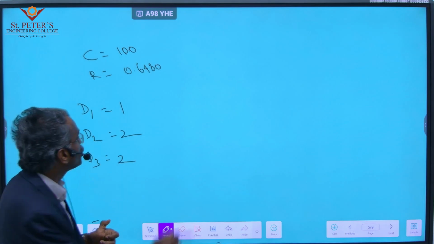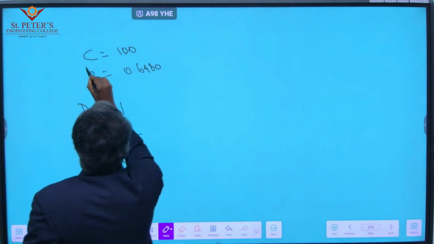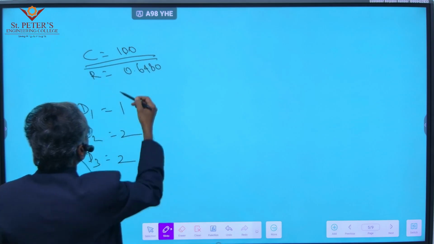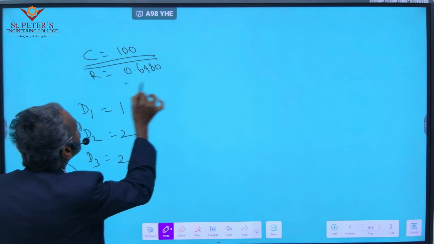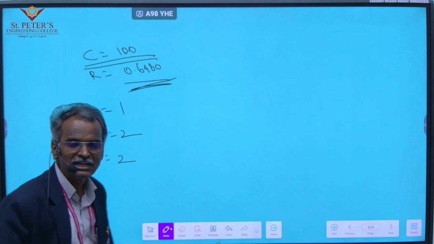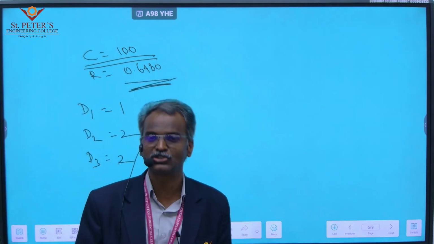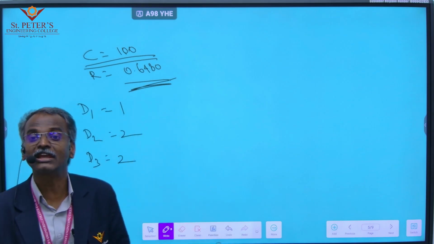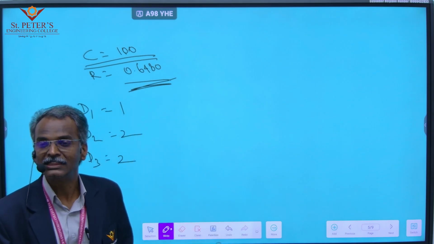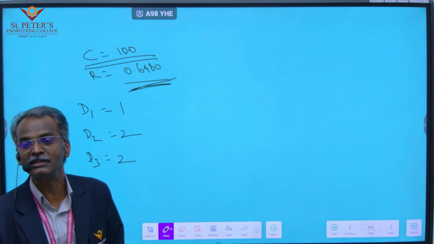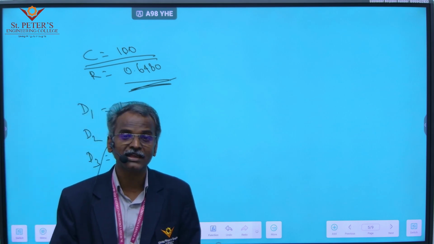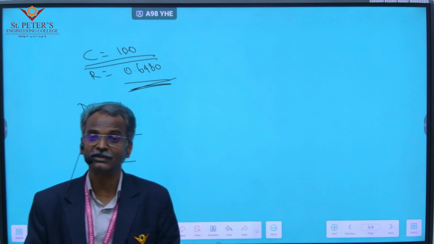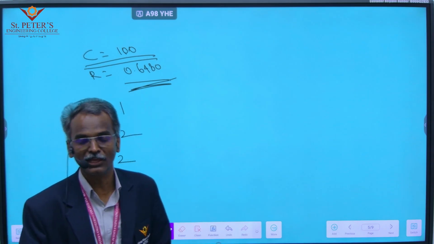So 1 copy for device 1, 2 copies for device 2, 2 copies again for device 3. Total cost that you are spending is $100. By buying this many copies for each device, you are getting a maximum reliability ratio of almost 65%. We can rely on this system. That is the overall idea behind this topic of reliability ratio as far as design and analysis of algorithms is concerned. Thank you very much.